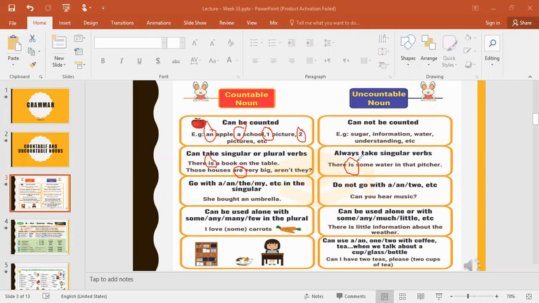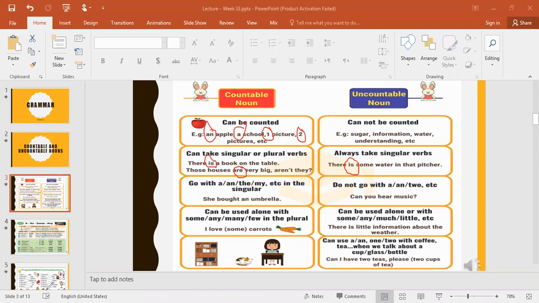In countable nouns, number four, you can use the plural nouns with some, any, many, and few, and you can use them alone. I can say, I love carrots, and I can say, I love some carrots. I have stories, I have many stories. So I can use them in both ways.